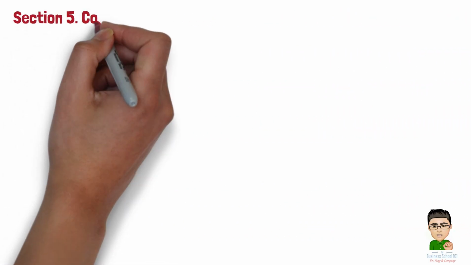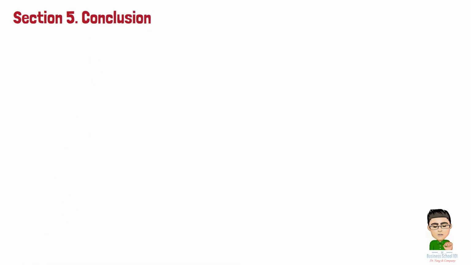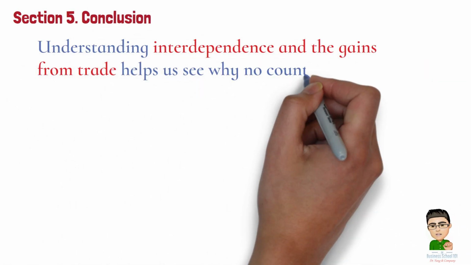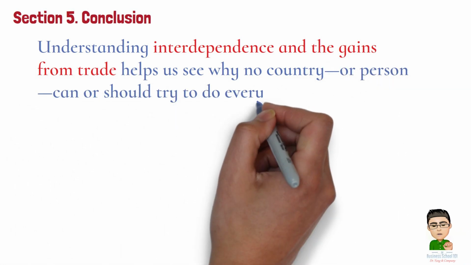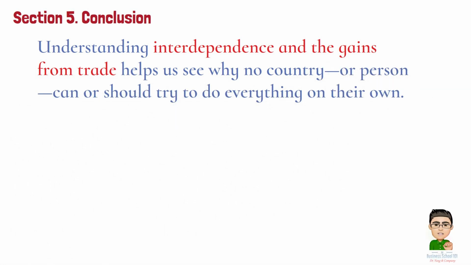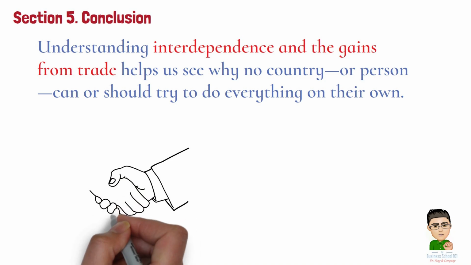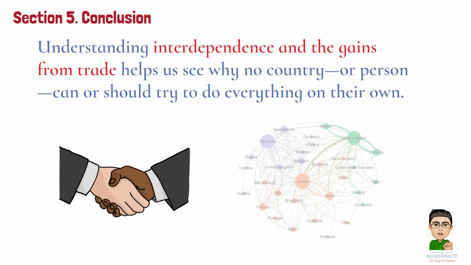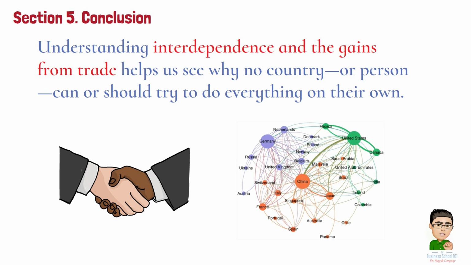Section 5. Conclusion. In conclusion, understanding interdependence and the gains from trade helps us see why no country, or person, can or should try to do everything on their own. By specializing in what we do best and trading for the rest, we can all enjoy a higher standard of living. The next time you enjoy a cup of coffee or use your smartphone, take a moment to appreciate the global network of trade that made it possible. Remember, trade isn't just about exchanging goods, it's about creating value and improving lives across the world.